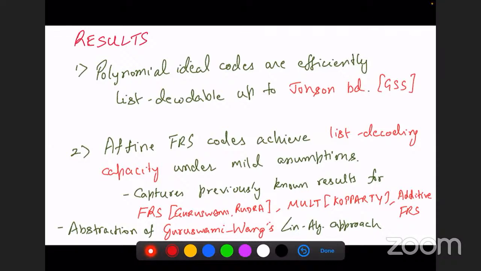I think I'll overshoot my time beyond this. I might have already completed. Yeah, I think I'm just on time.